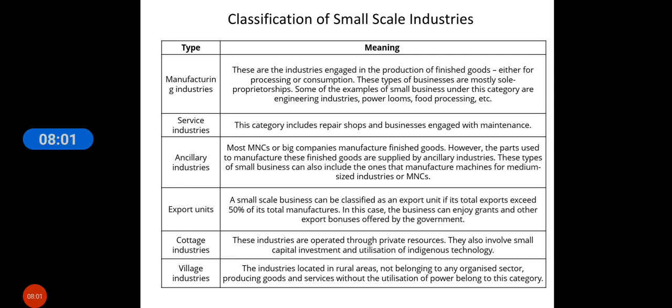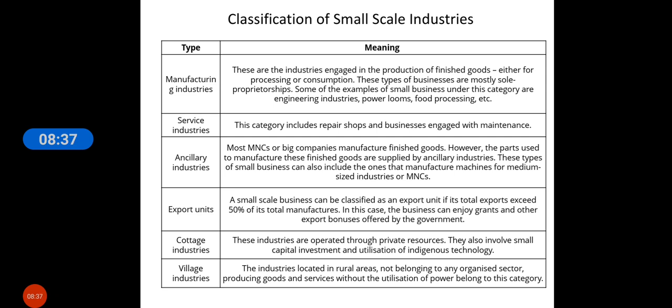Then the service industry. These categories include repair shops, business engaged with the maintenance and all. Then ancillary industries. Ancillary industries are just to support big MNCs, big large scale industries. They are making parts to manufacture these finished goods which are made by MNCs or large companies. And this type of small business can also include the ones manufacturing machines for medium sized industries or MNCs.